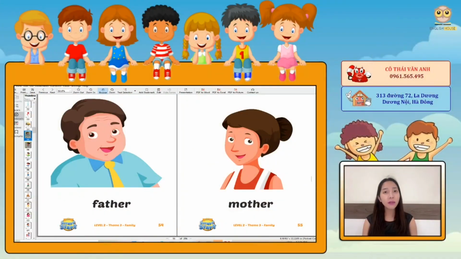This is the vocabulary of level 2, theme 3, family. You have to listen carefully and repeat after me. Now, let's get started. Father, the father. Father, good.